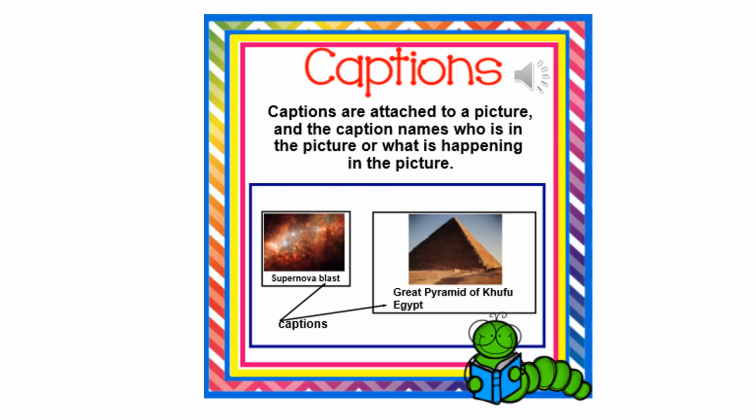Captions. Captions are attached to a picture, and the caption names who is in the picture or what is happening in the picture. In the example below, you'll see that there are some captions underneath pictures. The first caption on the left-hand side is Supernova Blast. And the next caption on the right-hand side is Great Pyramid of Khufu, Egypt.